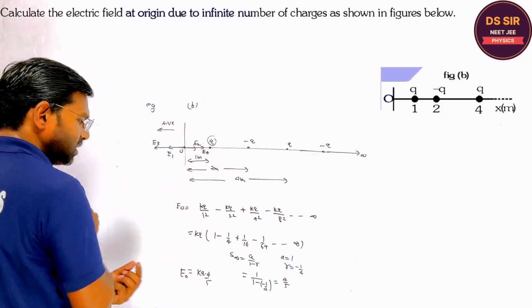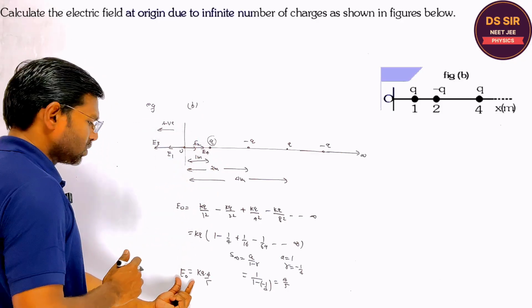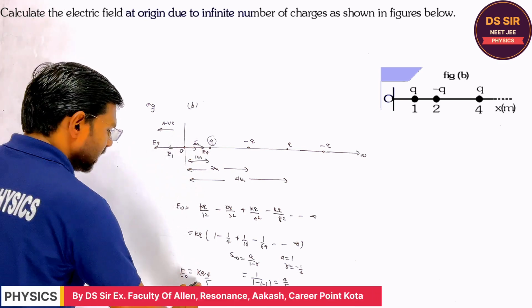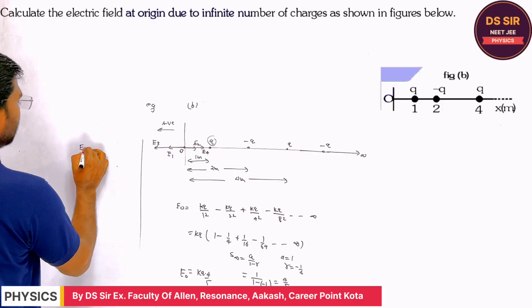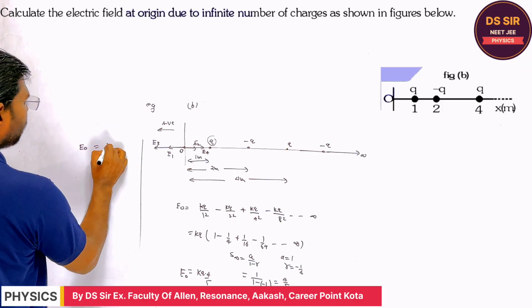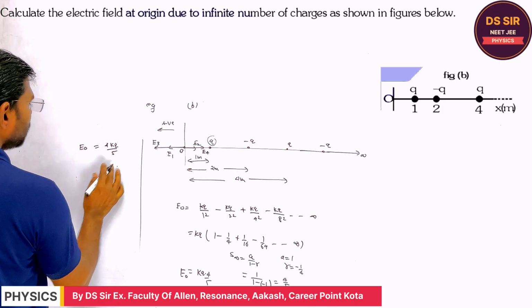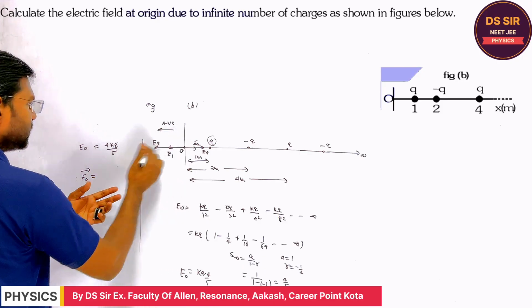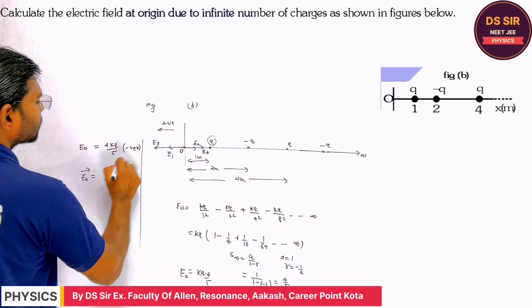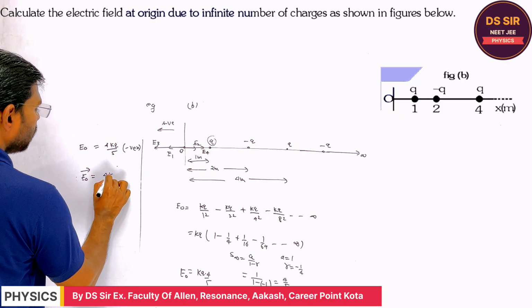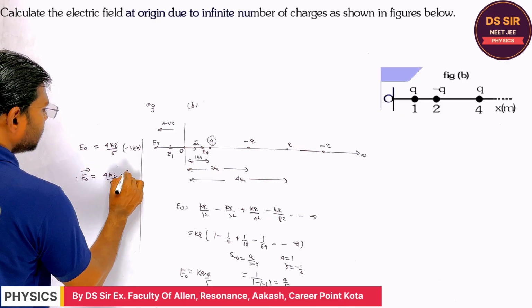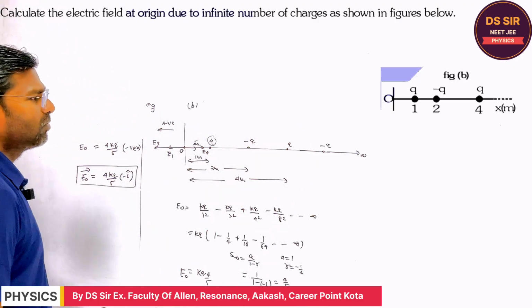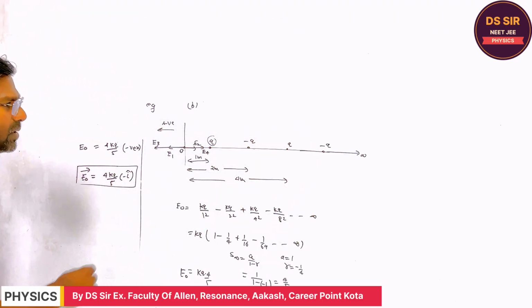So if I take this direction as positive, the net electric field at the origin will be in this direction only, and this electric field in the negative x direction is 4kq upon 5. If you write the electric field in vector form, it is in the negative x direction, so you may write 4kq upon 5 times minus i cap. So this is the electric field due to this system of charged particles. Copy this.